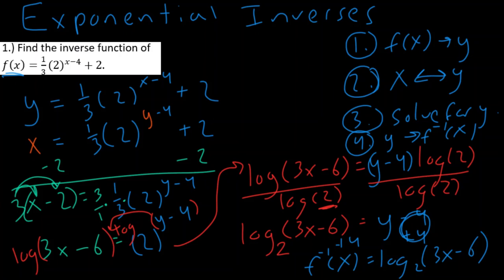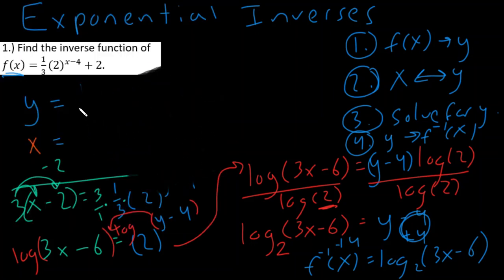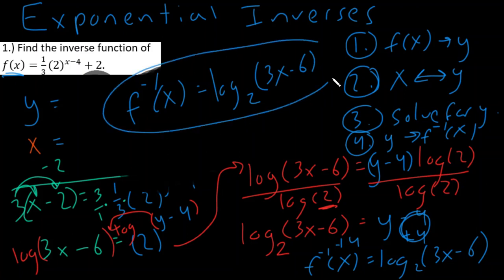Pretty easy. Now, I know that is very, very cramped, so let me go ahead and just erase some things here real quick. Give us some space. Pause the video if you need to take those notes or rewind it, and let's say, hey, here's our answer. F inverse of x is equal to the log base 2 of 3x minus 6 plus 4. Alright, let's go ahead and take a look at a second example.